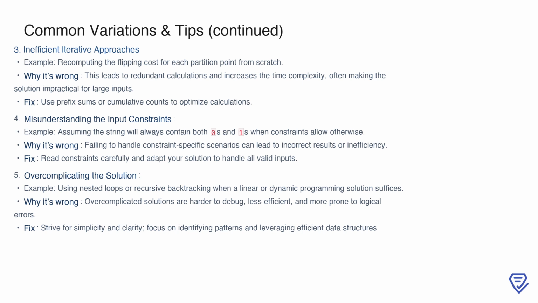Finally, overcomplicating the solution can also be problematic. Using nested loops or recursive backtracking when a simpler approach like linear iteration or dynamic programming suffices can make your code harder to debug, less efficient, and more prone to errors. Aim for simplicity and focus on identifying patterns and leveraging efficient data structures to keep your solution clean and effective.